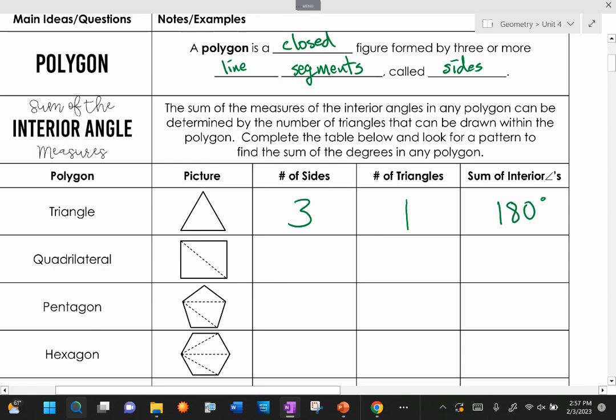Quadrilateral. That is any shape with how many sides? 4. How many triangles do you see? 2. Sum of the interior angles? 360. So think of a square. The square is made up of what kind of angles? Right angles. And there are 4 of them. So 90 times 4 is 360.